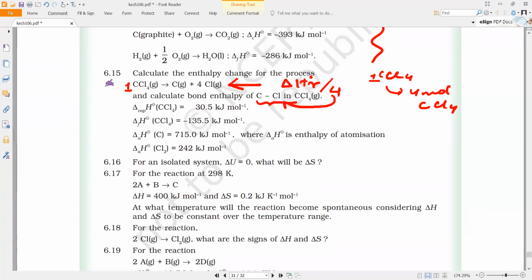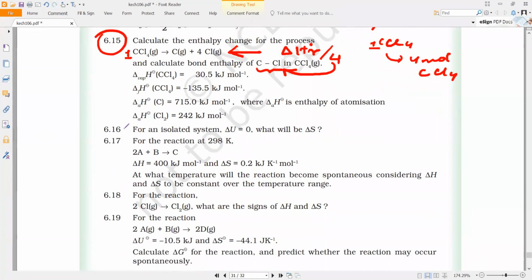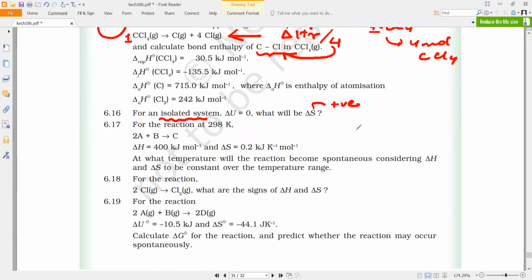Next is, for an isolated system, delta U is equal to 0. What will be delta S? So for an isolated system, delta S is always positive.